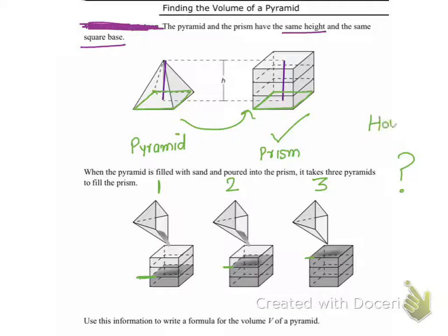How many pyramids do you need to fill the whole prism? So 1, 2, 3, think about it. That will help us understand the formula for the volume. So let's move to the next page, where it talks about volume. If you want to make your own formula, stop the video and try to think about it. Let's move to the next part.